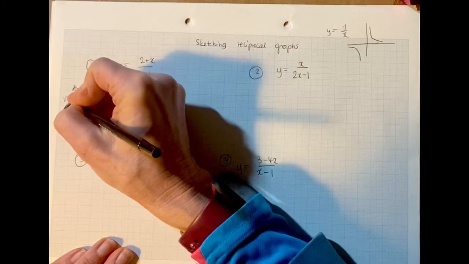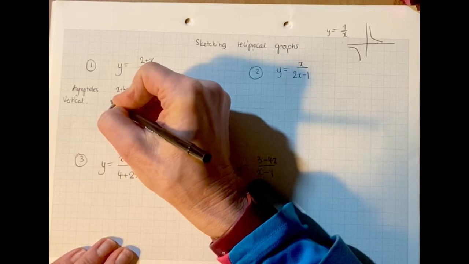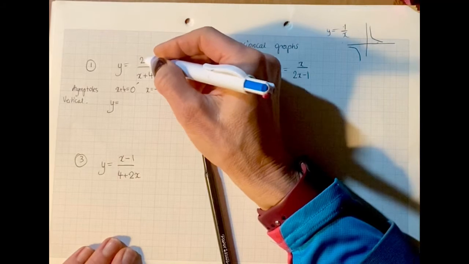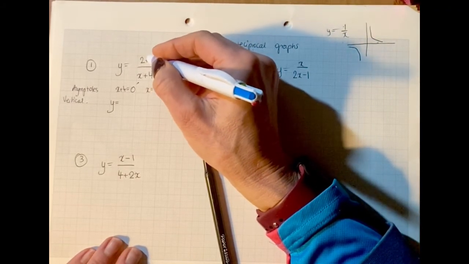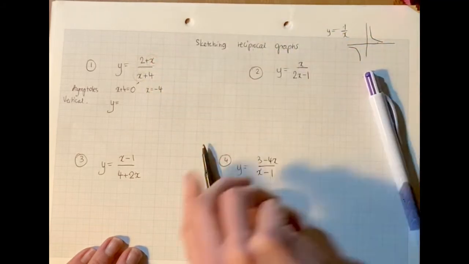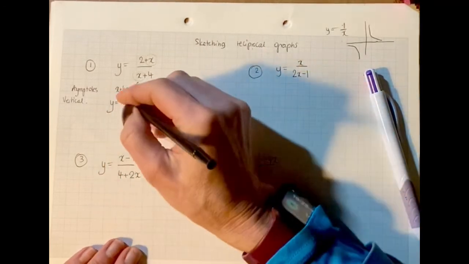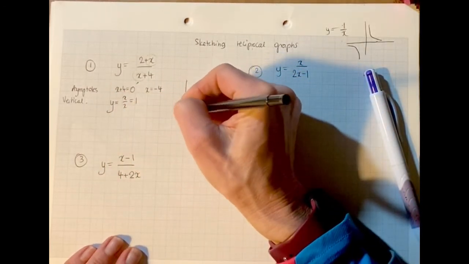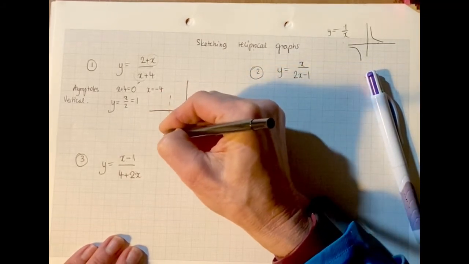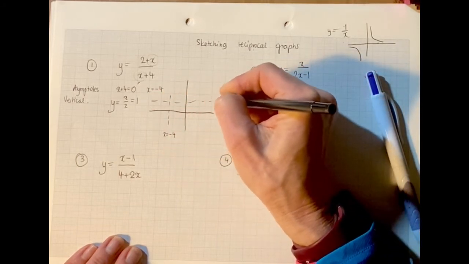Now the horizontal asymptote has to be y equals something. So this is how you do it. You put y equals, and over here, you're going to just take the bits with x's and ignore the numbers. So it's going to be x over x, and that will give you 1. So that's the horizontal asymptote. So the graph starts to look like this. So x equals minus 4 is the one asymptote, y equals 1 is the other asymptote.